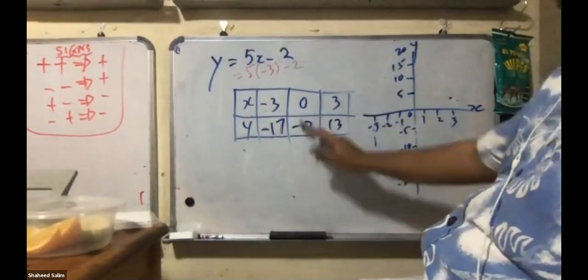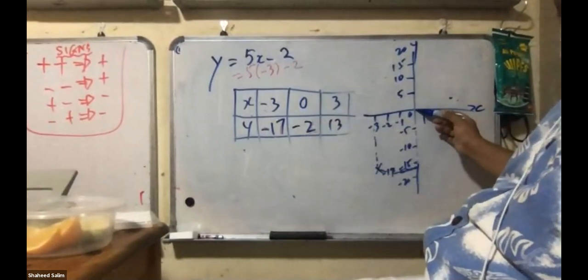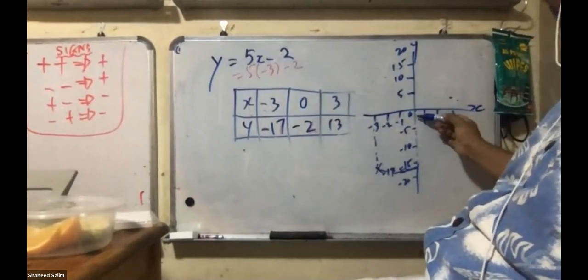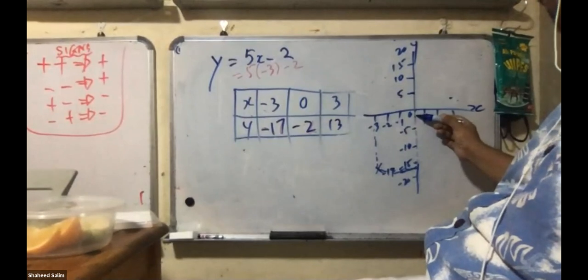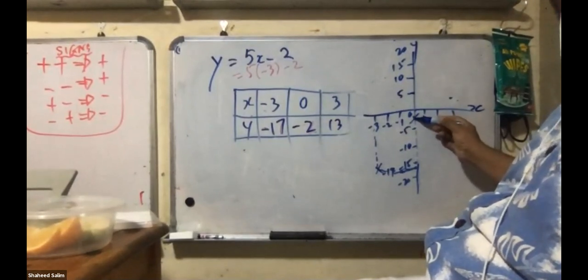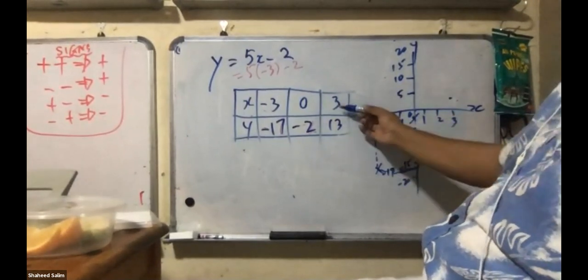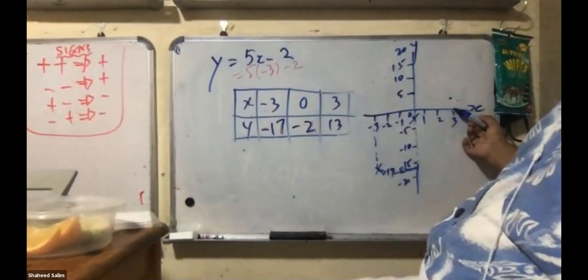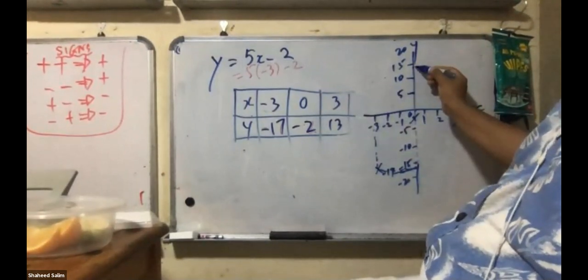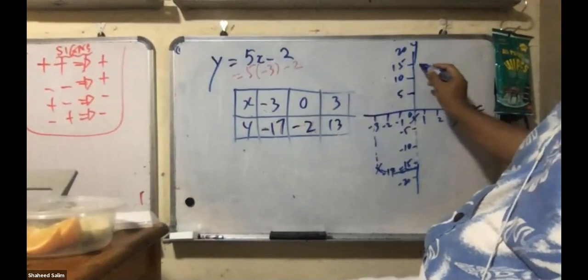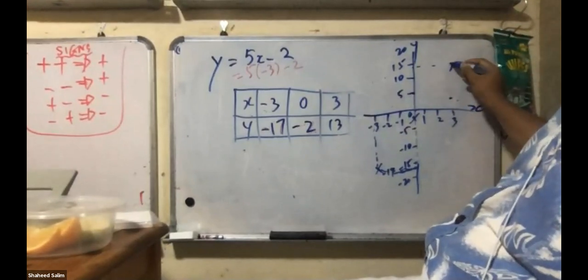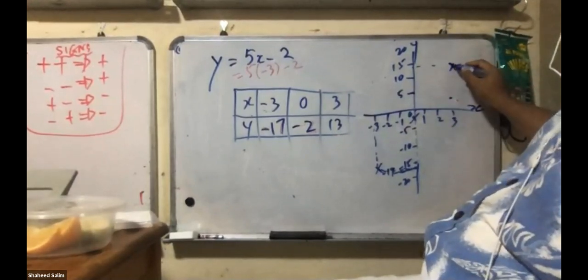Roughly. When x is 0, y is minus 2, somewhere around here. And then when x is 3, y is 13. 13 is somewhere here, let's say. So it's going up, you see? Down here, can you see again? It cuts the y-axis here.